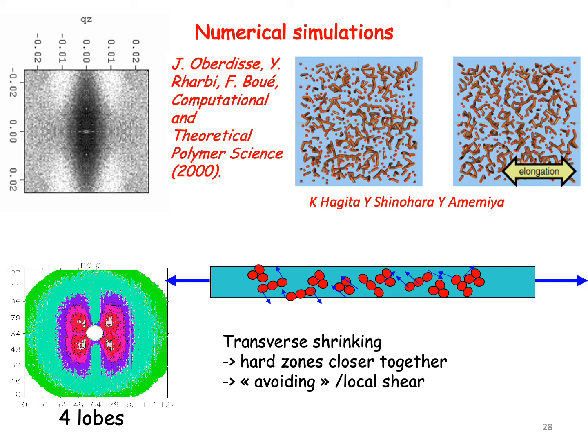actually the transverse shrinking of the sample makes the hard zones closer together along the transverse direction, so that when you displace all of these aggregates, they have to avoid each other, which creates some local shear and some local reorientation, and this results in this 4 lobes figure, which was simulated at first by us with Julien Aubertisseur and Yaya Rabi, and later on people from Japan made much more evolved simulations of these different effects.